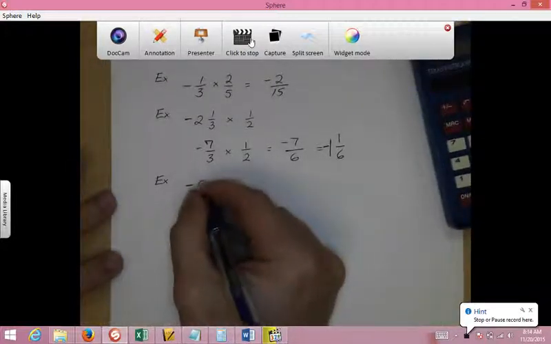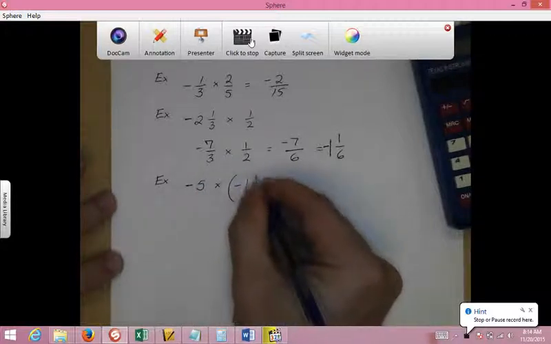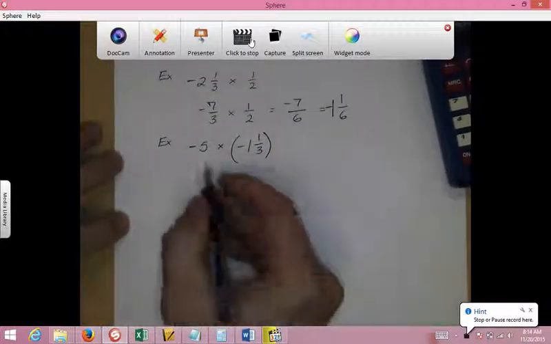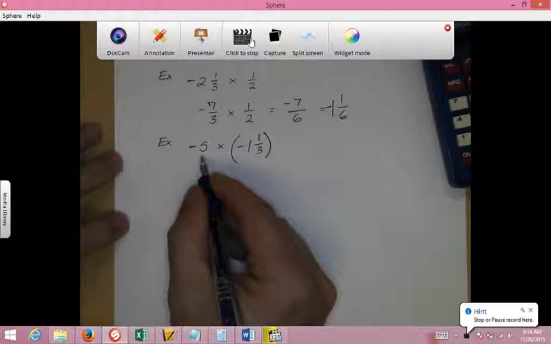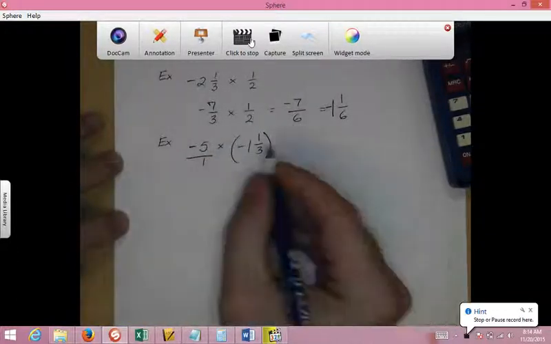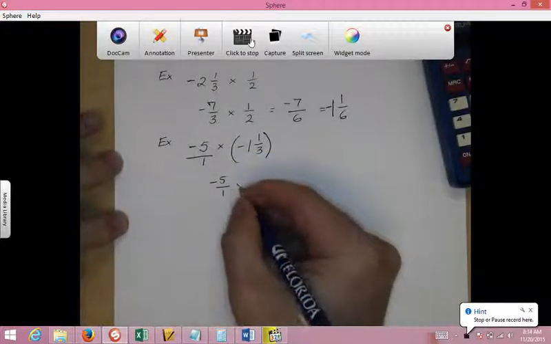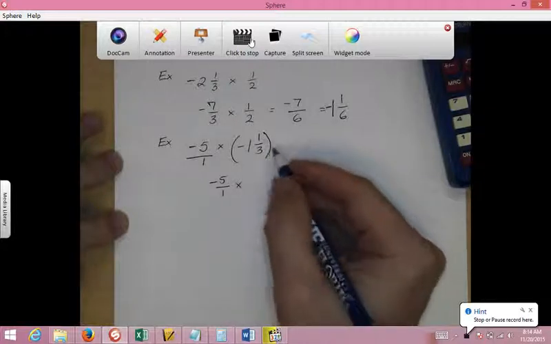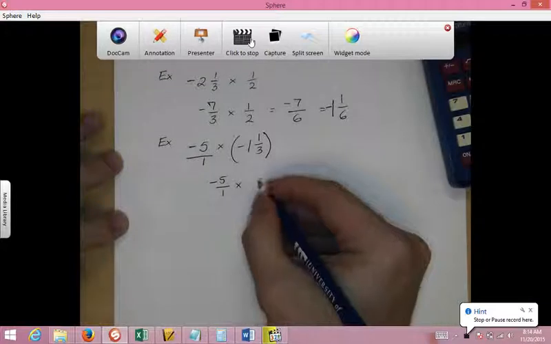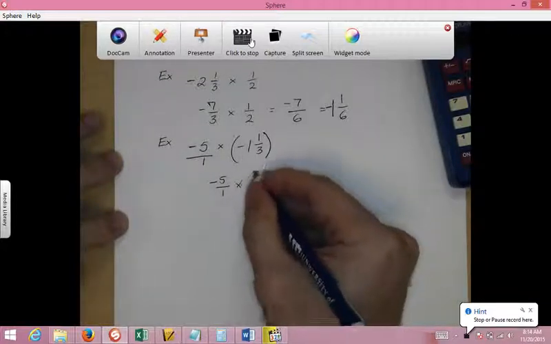Negative 5 times negative 1 1/3. Alright, so for this one, you make this into a fraction by putting it over 1. Now we have negative 5 over 1 times, and make this into an improper fraction. 3 times 1 is 3. 3 plus 1 is 4. So we have 4/3. Since this was negative here, it's negative here.